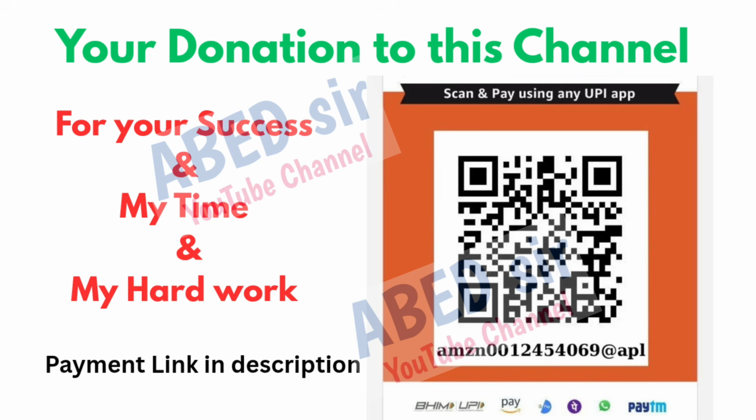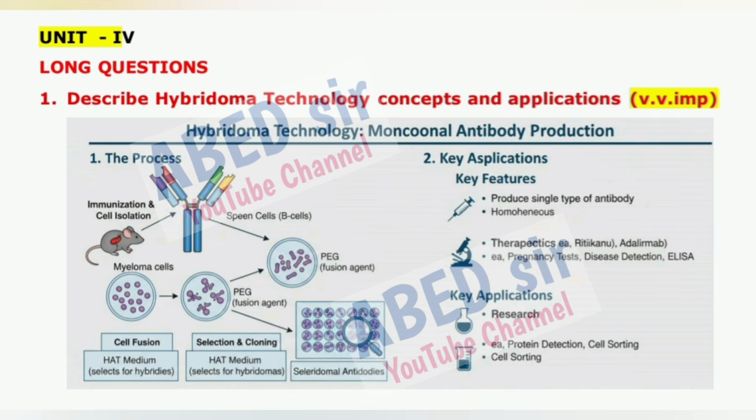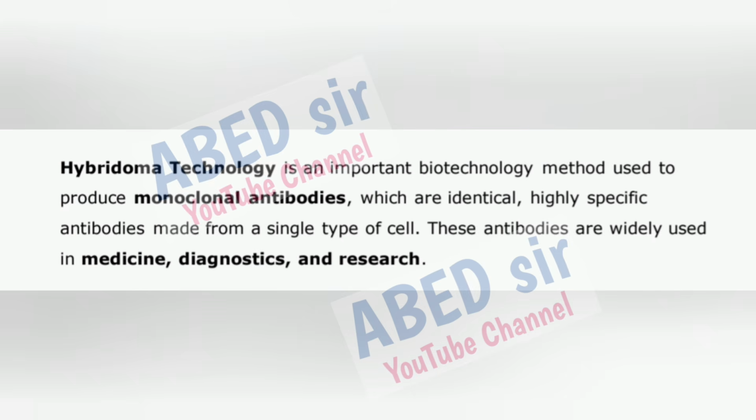Next, Unit 4: Long questions. First important long question is 1. Describe hybridoma technology concepts and applications. Hybridoma technology is an important biotechnology method used to produce monoclonal antibodies, which are identical, highly specific antibodies made from a single type of cell. These antibodies are widely used in medicine, diagnostics, and research.